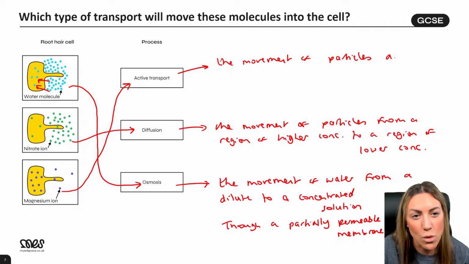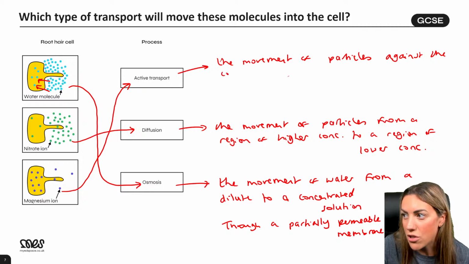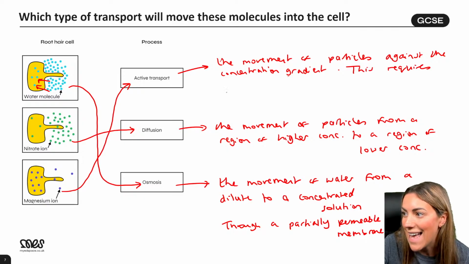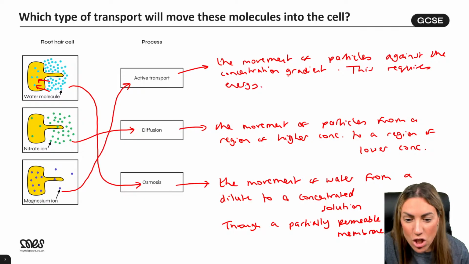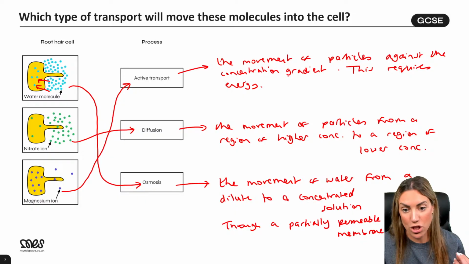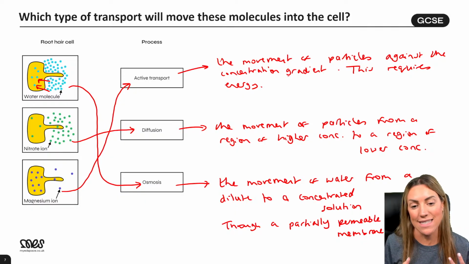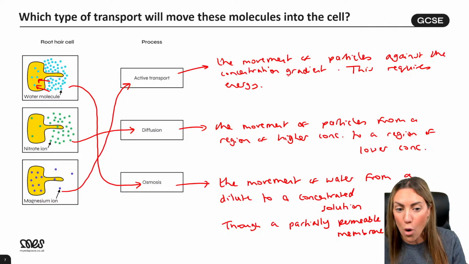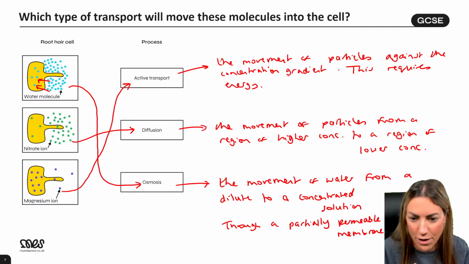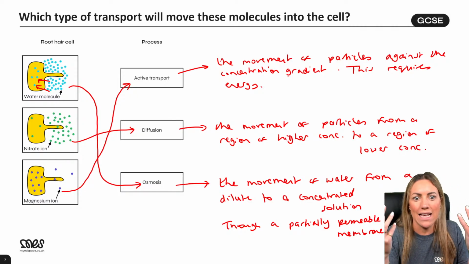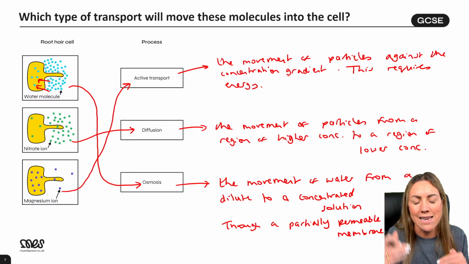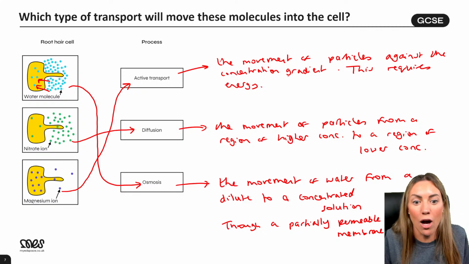And the movement of particles, what should we say? Should we say against the concentration gradient? And it's really important that this requires energy because you're moving against the concentration gradient. The other way to phrase that is to say the particles are moving from a lower to a higher concentration. It's like you're going up a hill, right? From low to high. And if you go up a hill, it's hard work.